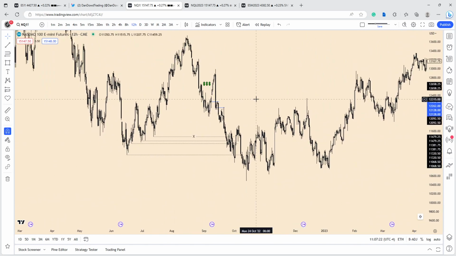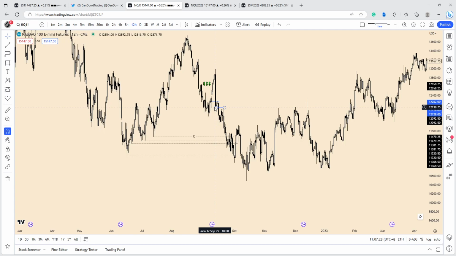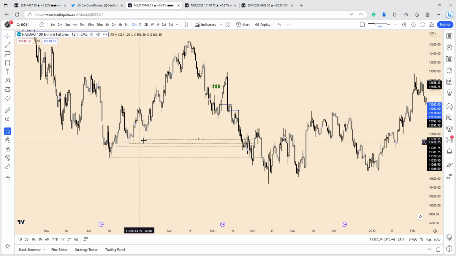Now, I know it's hard to believe, but every single little minute price swing in these markets is absolutely algorithmic. I didn't believe it at first either, but after seeing these things repeat and repeat and repeat, you just can't deny it at some point. I mean, look how it perfectly creates these lows clustered together. Retail traders are putting their sell stops beneath this area.